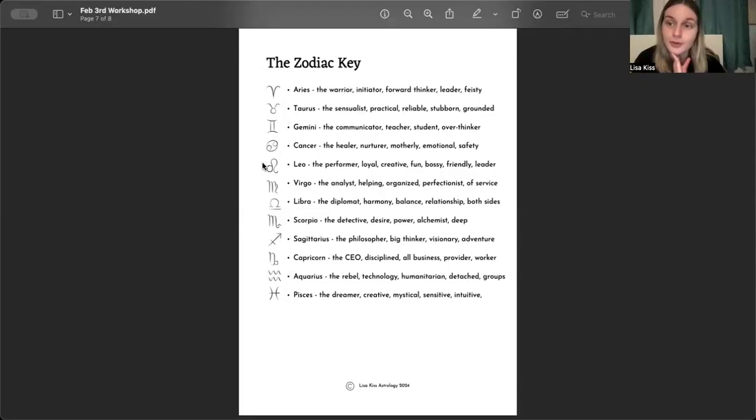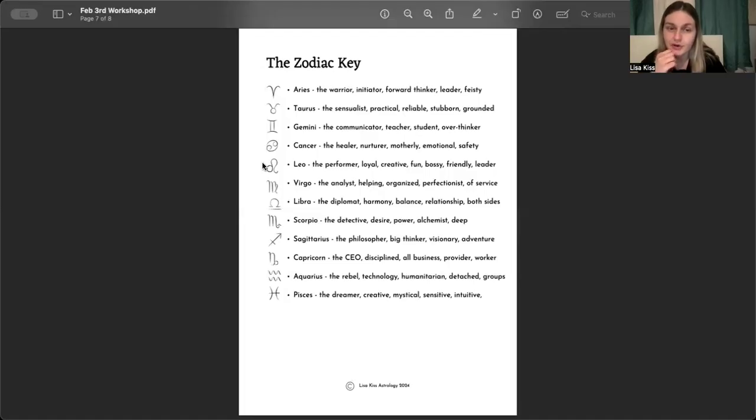Leo, we have the performer, loyal, creative, fun. I have bossy in there, but it's like the leader. Friendly, maybe stubborn. We could say rooted in strong beliefs. Very inclusive. Leo likes to include everyone. Nobody should feel left out. Lots of the leading to include type thing.